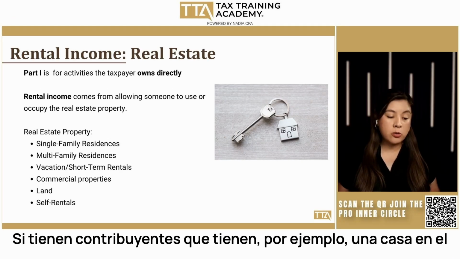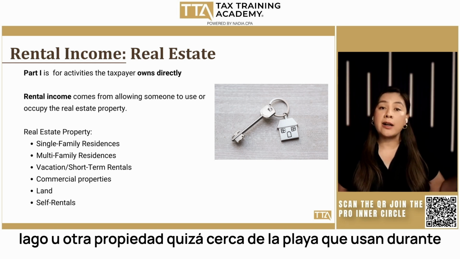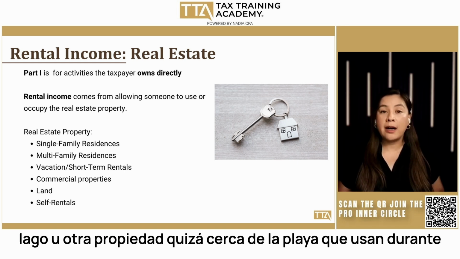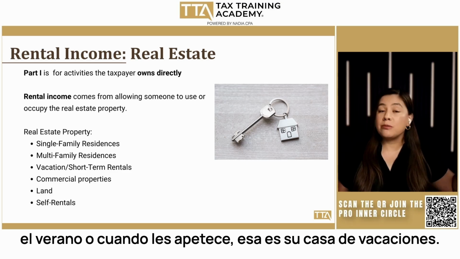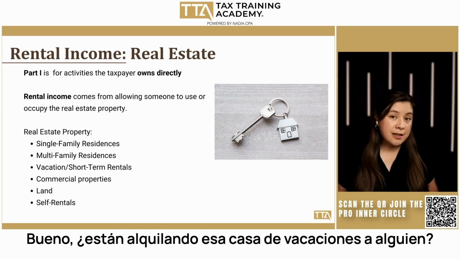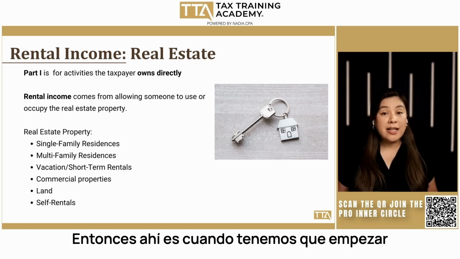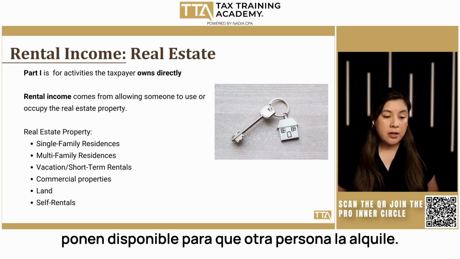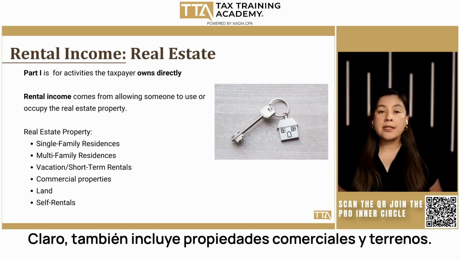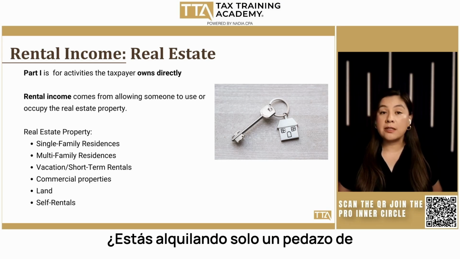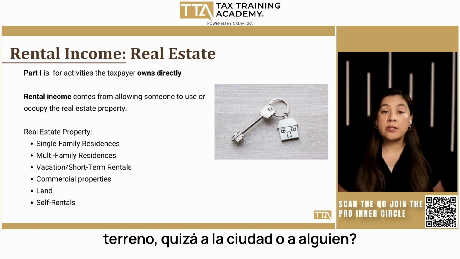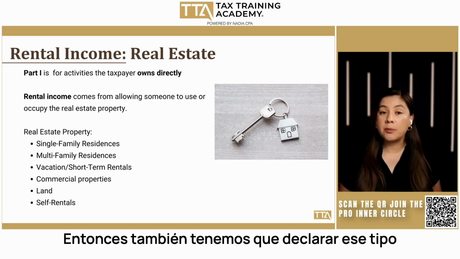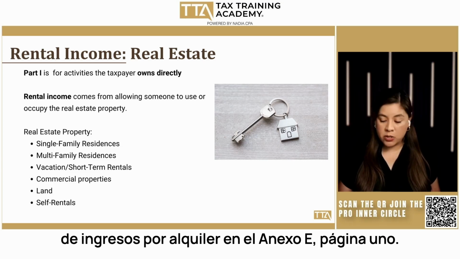Think about those vacation homes. If you have taxpayers that have like a lake house or another property maybe out close to the beach that they use during the summers or when they please, it's their vacation home. Well, are they renting that vacation home to somebody? Then that's when we have to start asking the question on the number of days that they're making it available to be rented by somebody else. Of course, it includes also commercial properties and land. Are you renting just a piece of land to maybe the city or to someone? Then we also have to report that type of rental income on Schedule E, page 1.